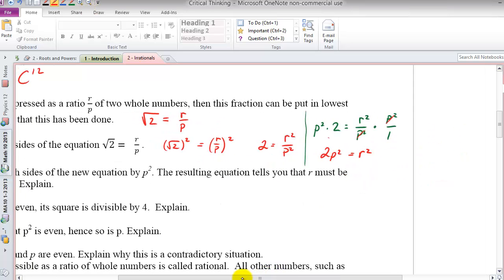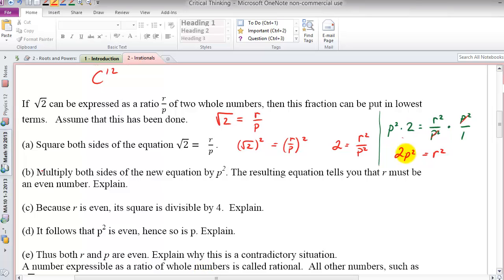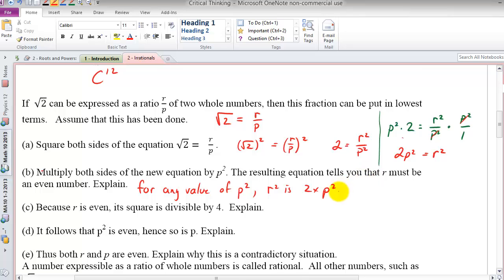Then it says the resulting equation tells you r must be an even number. Explain. Well, for any value of p squared, r squared is 2 times p squared, and any number times 2 is going to be even.